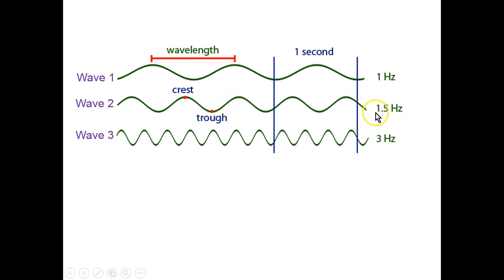Wave 2 here has a frequency of 1.5 hertz, so that's 1.5 waves per second. And then this one has a frequency of 3 hertz, so that means 3 waves per second. Okay, so clearly this has the lowest frequency, this has the highest frequency, and you can see that these waves are more frequent than these waves are.